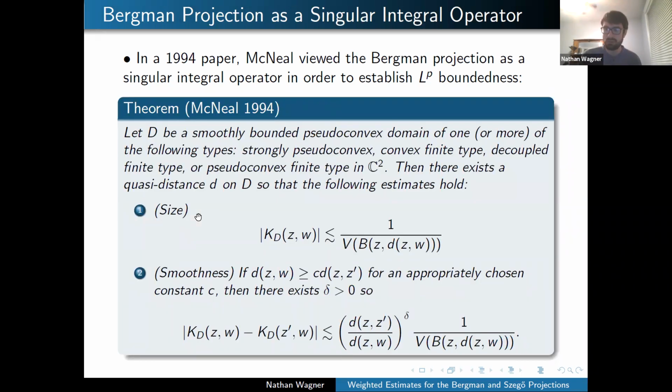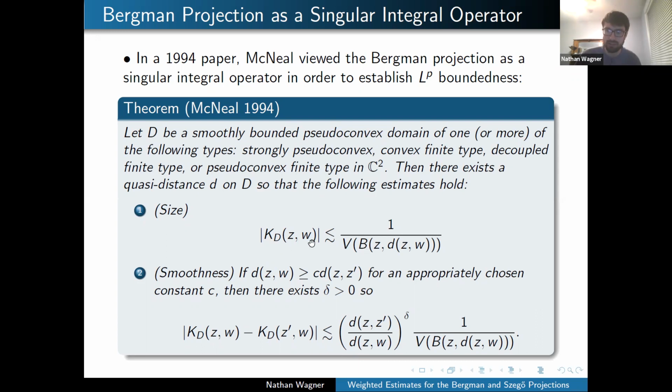And basically, what McNiel's result says is that if you have a smoothly bounded pseudoconvex domain that's either strongly pseudoconvex, convex finite type, decoupled finite type, or pseudoconvex finite type in C2, and again, don't worry about the intricacies of these. The point is that the boundary geometry is somehow nice. You have a quasi distance, so you have a space of homogeneous type structure where the Bergman kernel satisfies the usual size and smoothness estimates for CZOs.